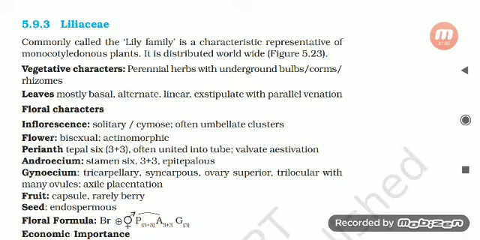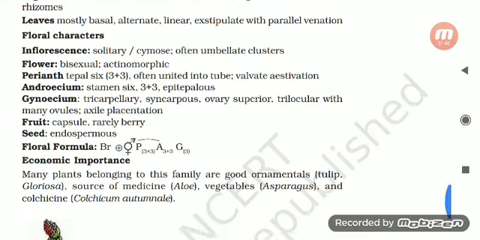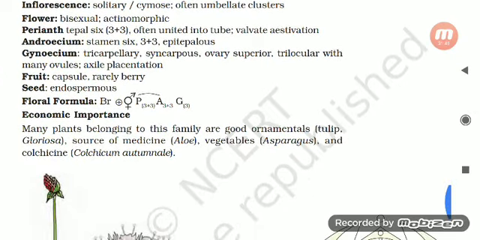Vegetative characters: perennial herbs with underground bulbs, corms, rhizomes, leaves mostly basal, alternate, linear, exstipulate, with parallel venation. Floral characters: inflorescence solitary, cymose, often umbellate clusters. Flower bisexual, actinomorphic, perianth tepals 6, 3+3, often united into a tube, valvate aestivation. Androecium: stamens 6, 3+3, epitepalous. Gynoecium tricarpellary, syncarpous, ovary superior, trilocular with many ovules, axile placentation. Fruit capsule, rarely berry, seed endospermous.